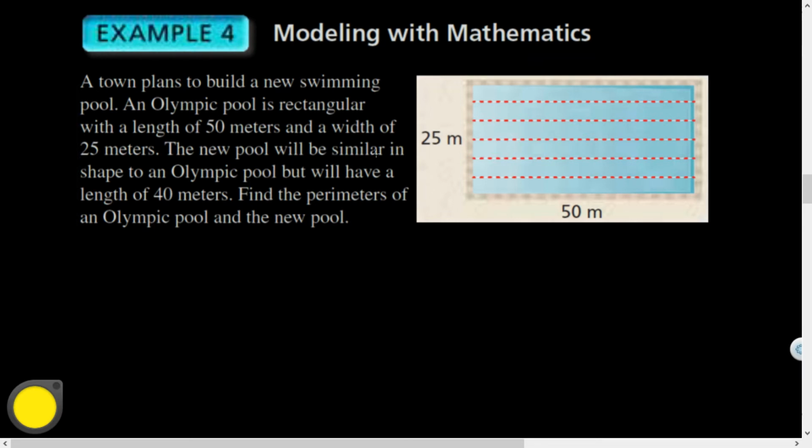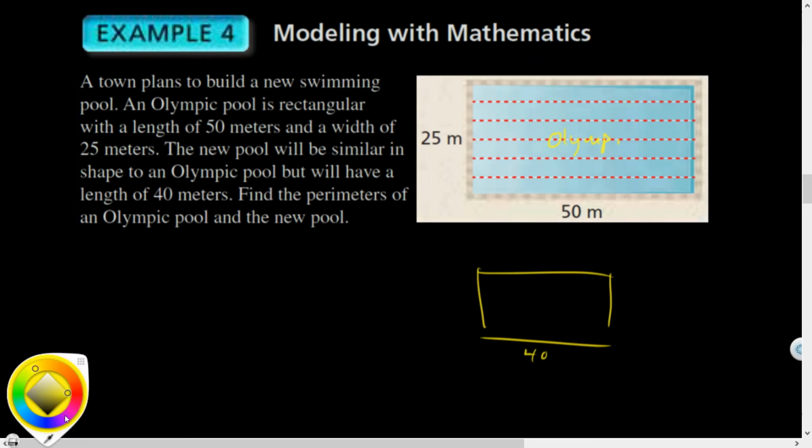The new pool will be similar in shape to the Olympic pool, but will have a length of 40 meters. So this is the Olympic one, and our new pool is going to be similar, except it will be 40. It says, find the perimeter of the new pool. Well, let's find the perimeter of the first pool.